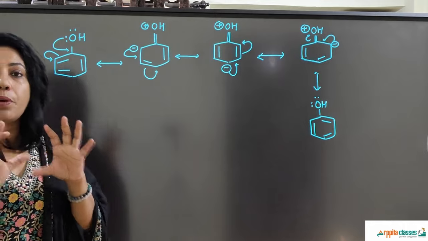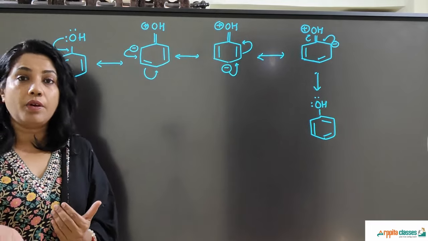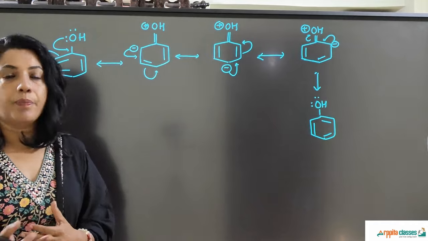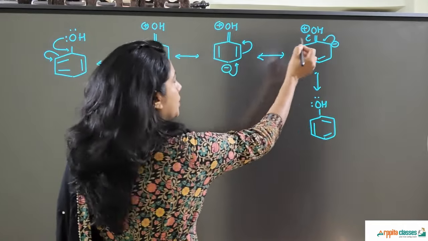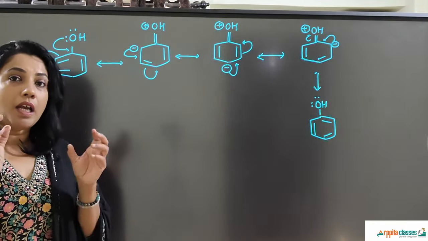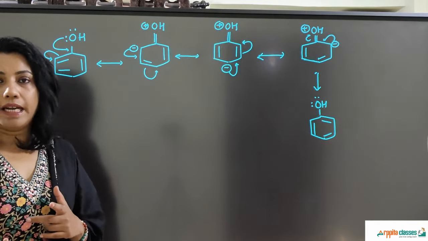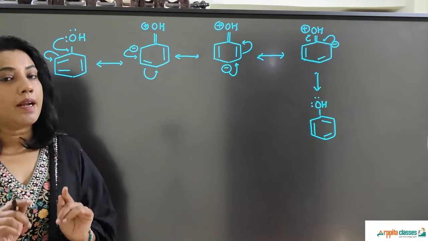Since the electrons are pushed inside the benzene ring, the ring gets more electrons, that means the electron density increases inside the benzene ring, and because of that the ring gets activated. Also you can observe here the negative charge comes in the ortho position, para position, and again in the ortho position. So the attack of the electrophile will be at these positions. That is why the OH group is called an ortho-para directing group. So the incoming electrophile will get attached to the ortho and para positions.